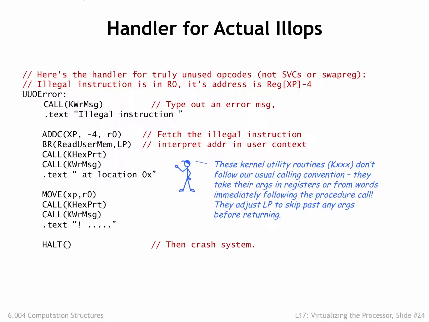Here's the handler for opcodes that are truly illegal. In this case, the OS uses various kernel routines to print out a helpful error message on the user's console, then crashes the system. You might have seen these blue screens of death if you run the Windows operating system, full of cryptic hex numbers.